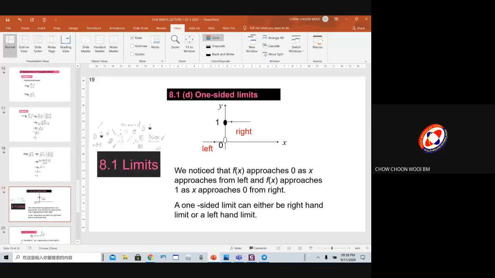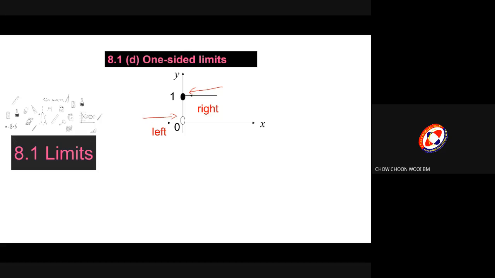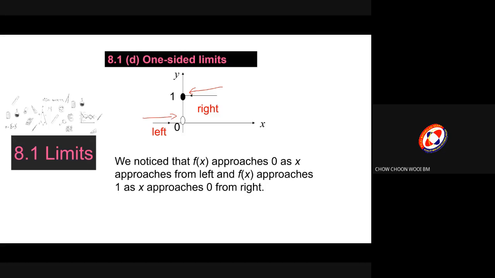One-sided limit pula. So one-sided limit. Okay. This one we call it from right hand side. Kalau sini kita kata dia dari kanan. Sini kita kata dari kiri. Okay. Then we notice that the fx approaches 0 as x approaches from left and fx approaches 1 as x approaches 0 from right. Oh, apa dia cakap ni? Okay. Dia kata macam ni lah.